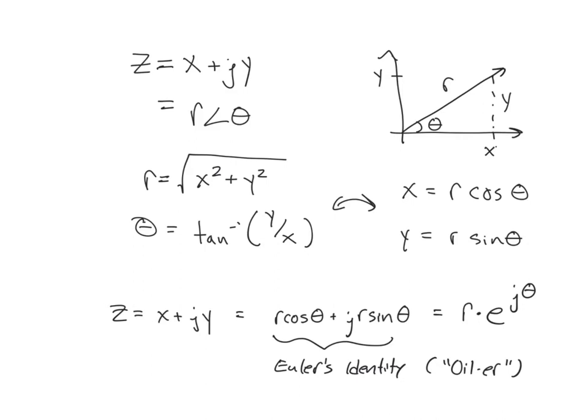But to summarize, we've got three forms of the complex number now. z equals x plus jy, is the rectangular coordinate system.